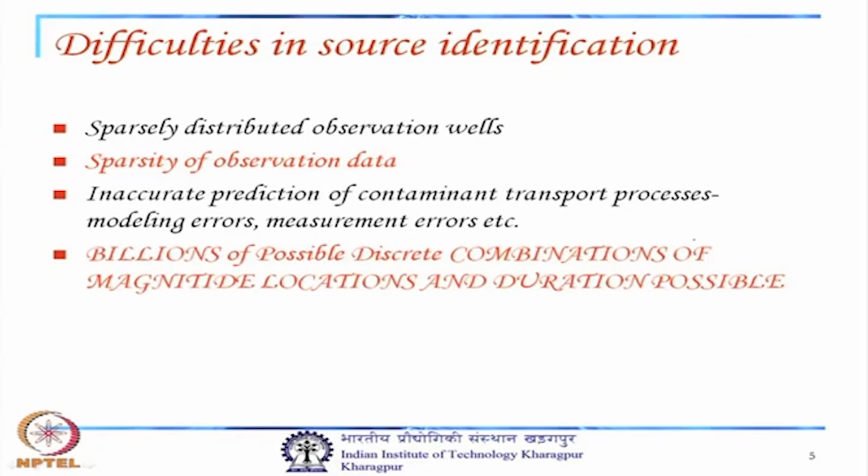So, billions of possible discrete combinations of magnitude, locations and duration are possible. So, there may be multiple combinations that will give you the same set of breakthrough curves that is available for a particular monitoring well. So, it is important that a proper strategy should be followed for monitoring, otherwise there will be difficulties in identification of sources.